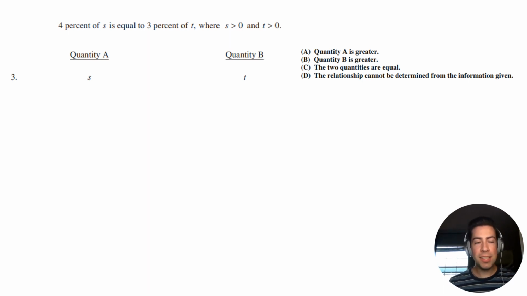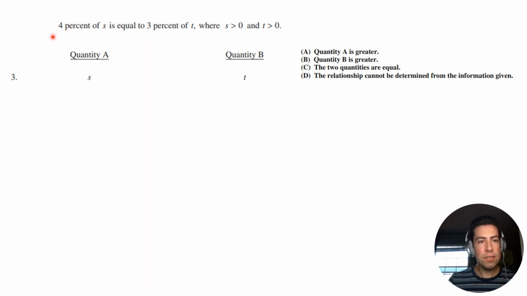All right, so I actually like this problem. I think it's kind of clever, so let me just start off by reading it. 4% of S is equal to 3% of T, where S is greater than 0 and T is greater than 0. Okay, so they give us this relationship, and I'm sorry, I keep using the mouse, but let me use this little pointer here so you guys can see.